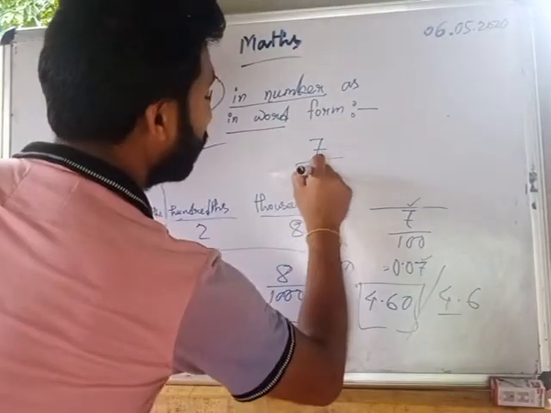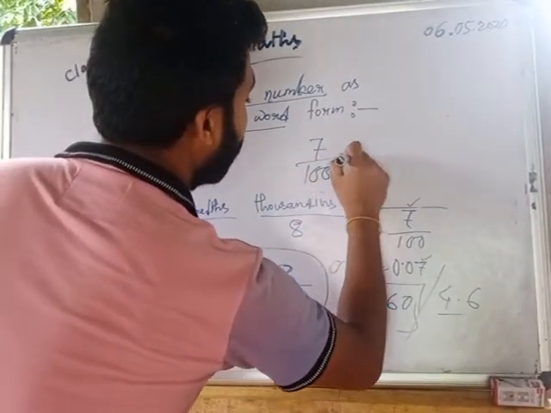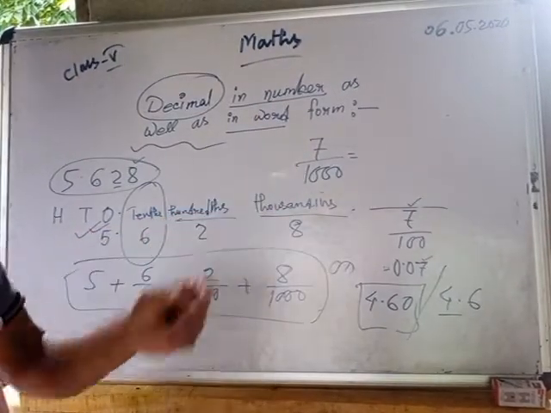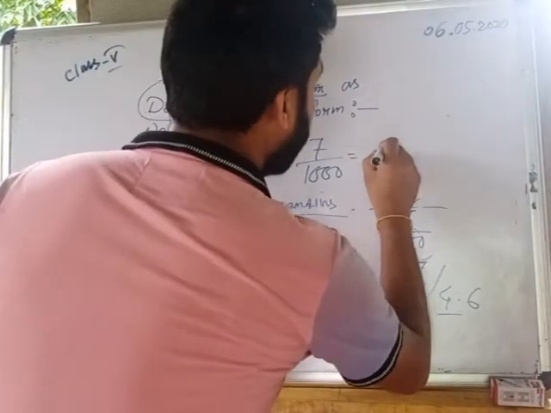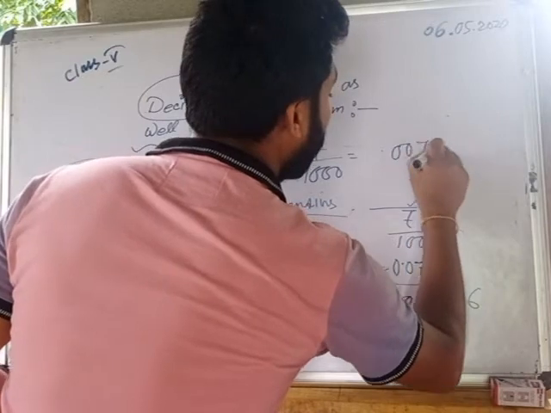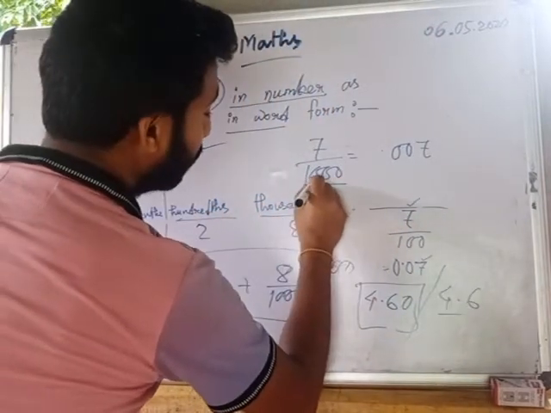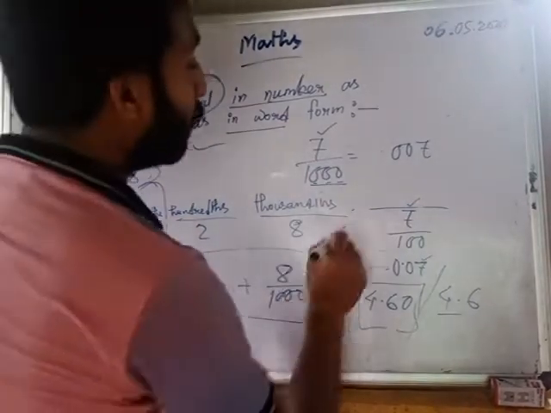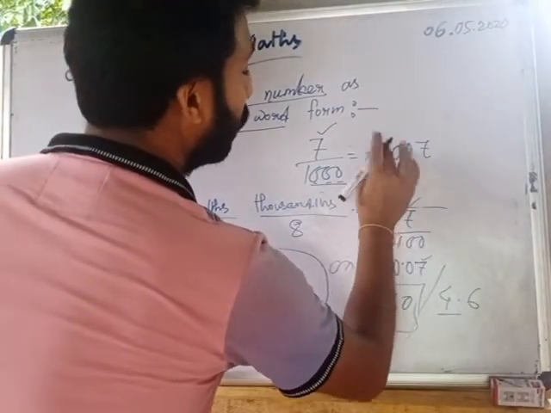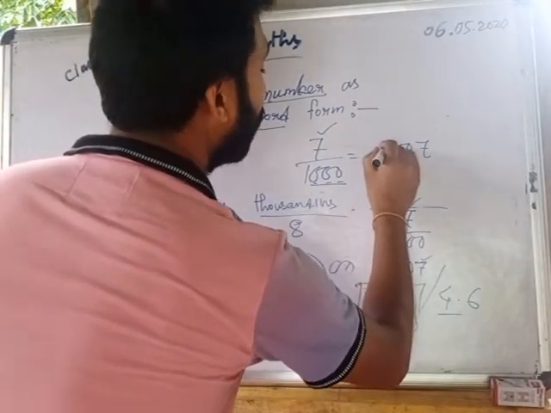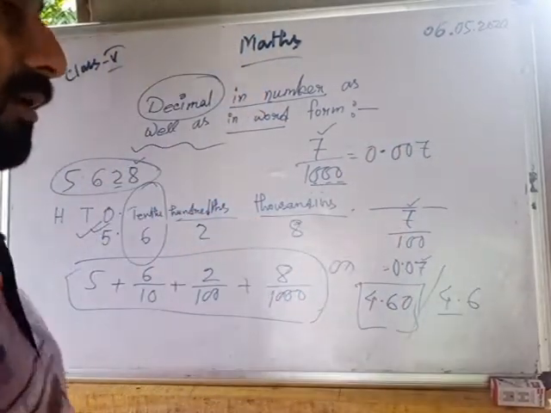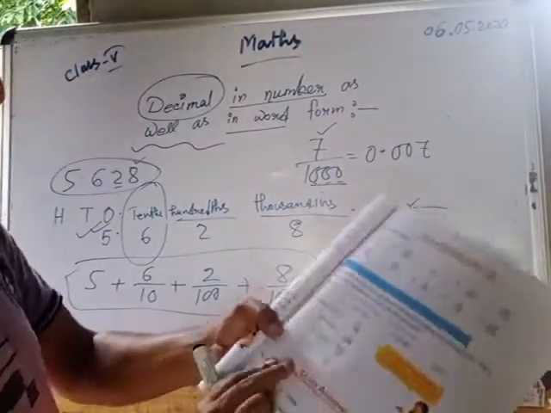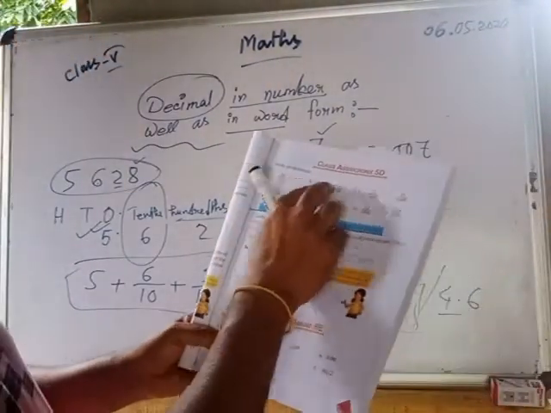Suppose it is 7 by 1000. That means the point will go back 3 digits, but only 1 digit is there. So we should take 00 because the point will go back 3 digits: 1, 2, 3. But 1 digit is there, so we should take 2 zeros. Okay, like this. So these are also your homework.